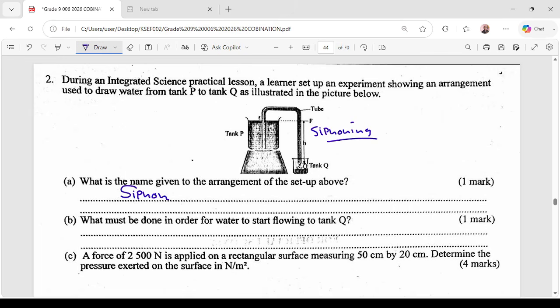What must be done in order for water to start flowing to tank Q? What should they do? The pipe, the tube, should be filled with water and inserted in tank P.